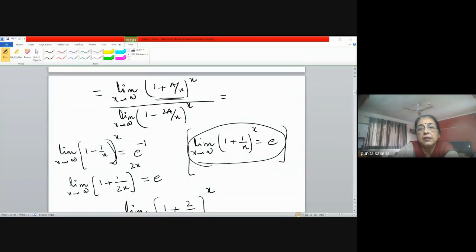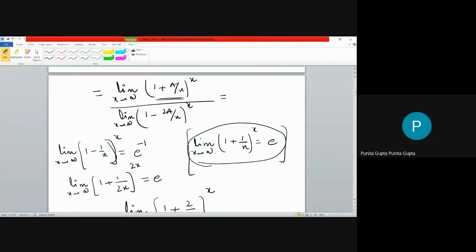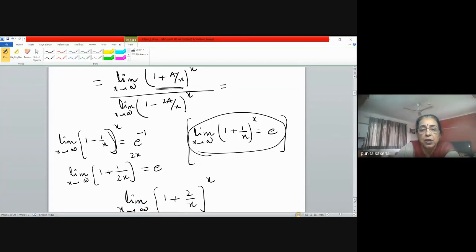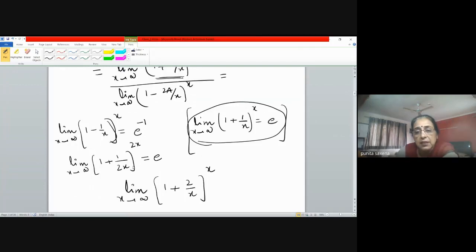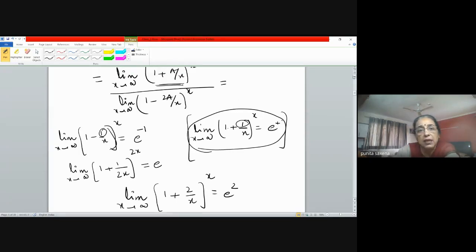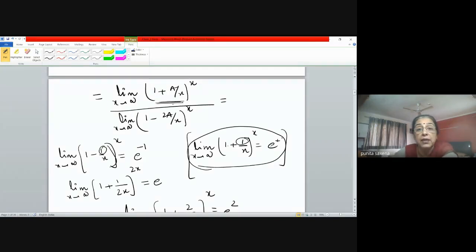हाँ जी, क्या आया अनन्या? e to the power 2. सबका आ गया ना e to the power 2. So that means this limit is actually e to the power 2. तो यही तो हो रहा है. 1 plus whatever is the term is e to the power plus that term. 1 minus whatever is the term is e to the power minus that term. So if you take (1 minus 2 by x) to the power x, it will be e to the power minus 2. So that means if you use this result and if you want, you can evaluate it separately.